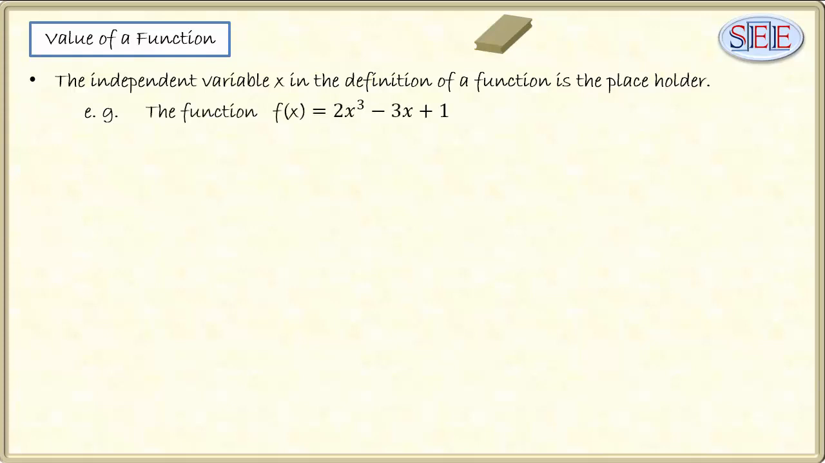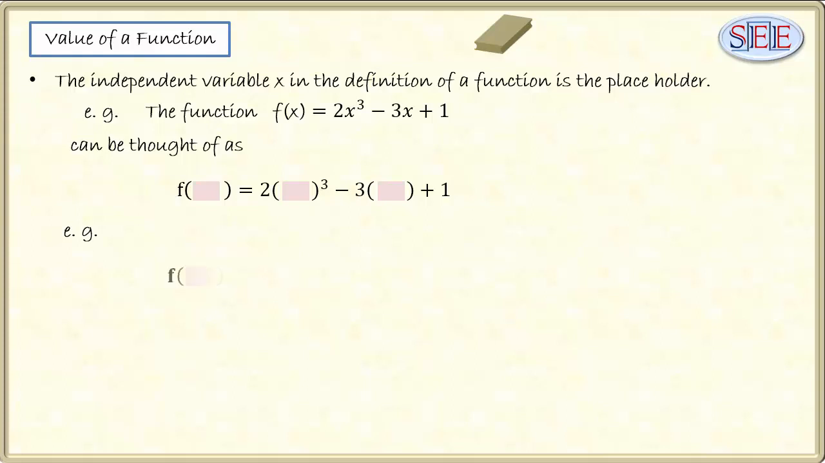Example, in the function f of x equals 2x cubed minus 3x plus 1, that x is just like a container. We can put anything inside that container. So that function f of x can be thought of as f of the box. That box is now your container, equals 2 times the cube of the box, minus 3 multiplied by the box, then plus 1. You can see the box is just a container.